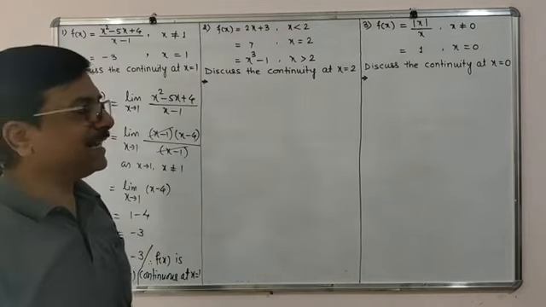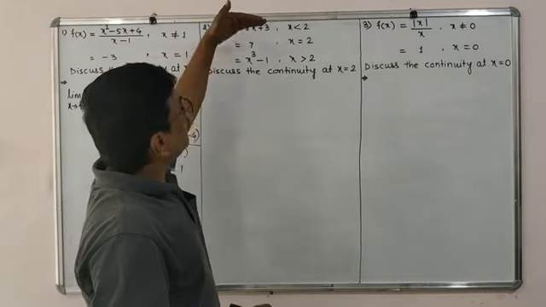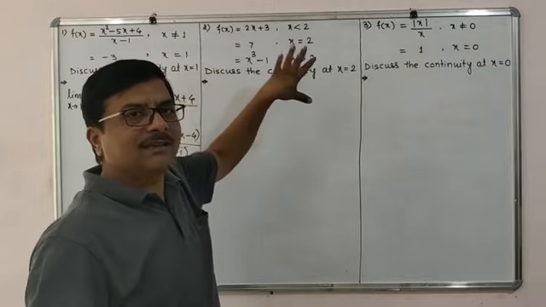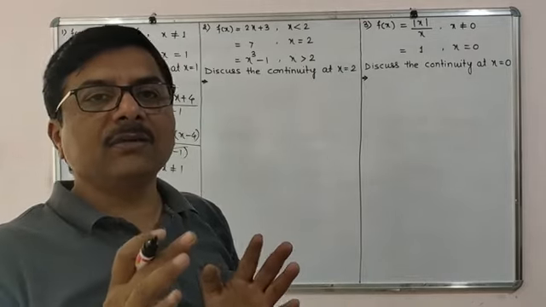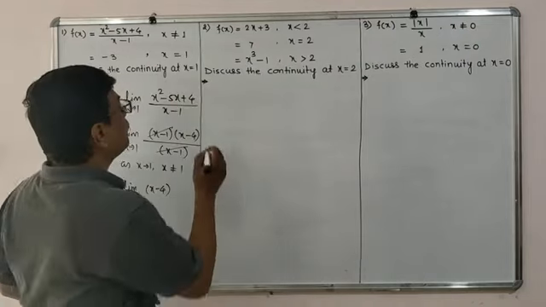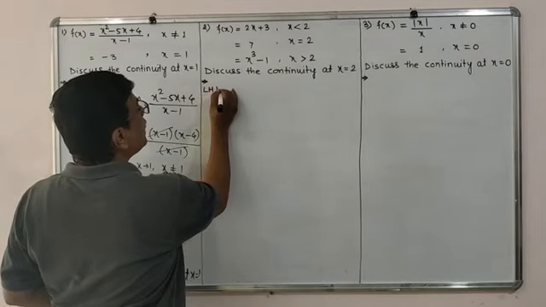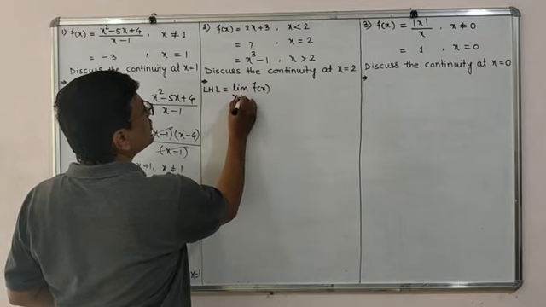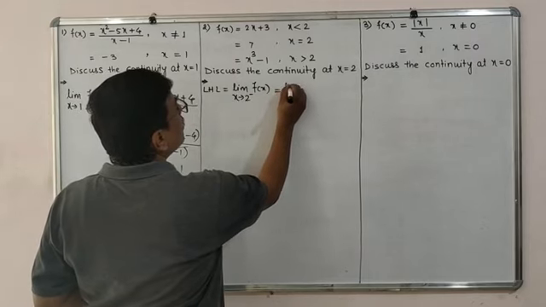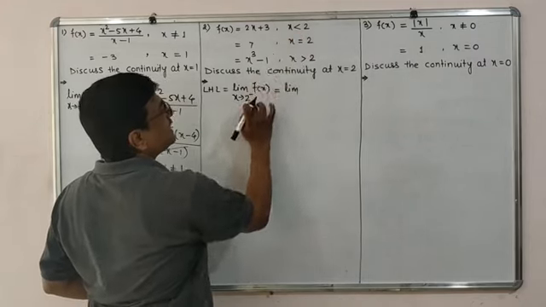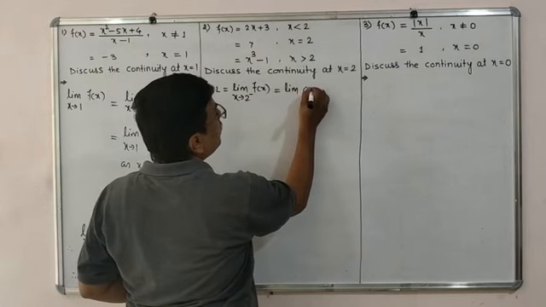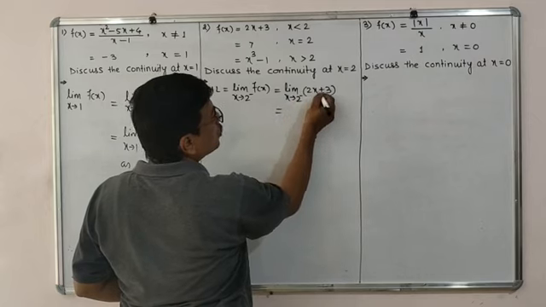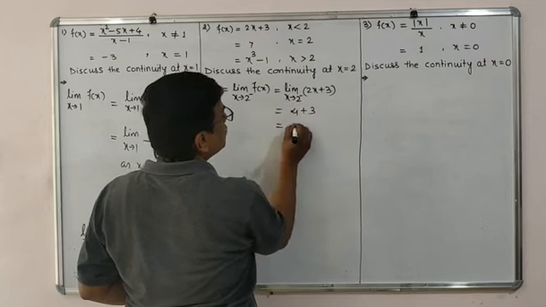Now look at the second example. F of x is equal to, the function is different for x less than 2 and greater than 2. In such functions, we have to find the left hand side limit and right hand side limit separately. Here we will first find LHL. LHL means limit of f of x as x tends to 2 minus. That is equal to limit of, now for 2 minus x is less than 2 and the function is 2x plus 3 as x tends to 2 minus. Find its value, that is 2 into 2, 4 plus 3, that is nothing but 7.